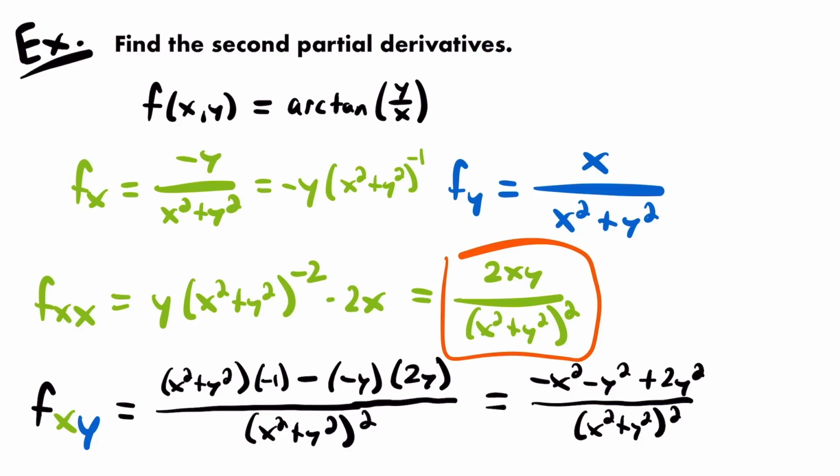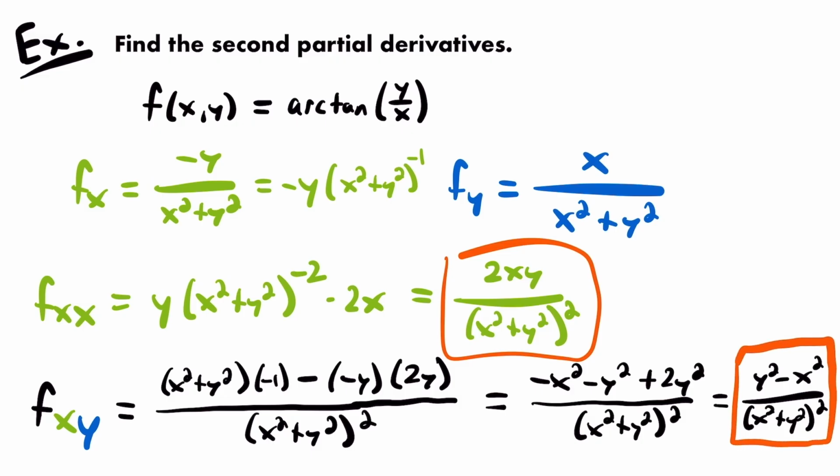But we're not done yet. We have some like terms in the numerator. Negative y squared and 2y squared can be combined to be positive 1y squared. And so I would rewrite that like this. We'll have y squared minus x squared divided by x squared plus y squared, squared. Okay? And that right there is fxy, the second partial derivative where we take the partial derivative with respect to y of fx. And so now we found 2 of the 4 second partial derivatives that we want to find.